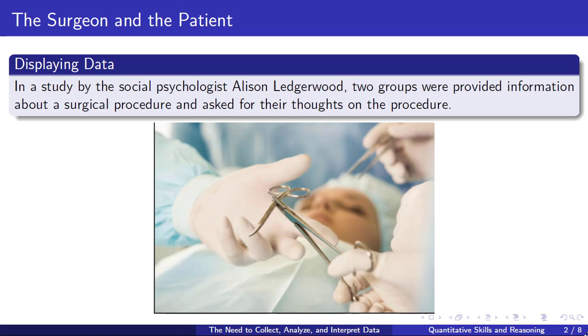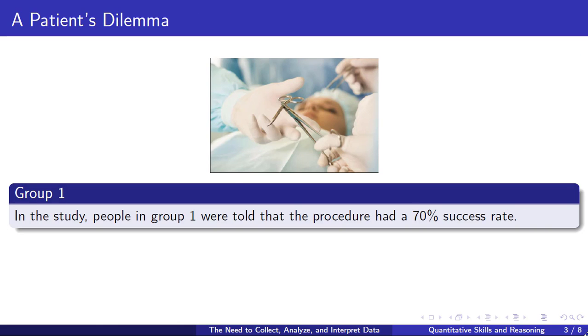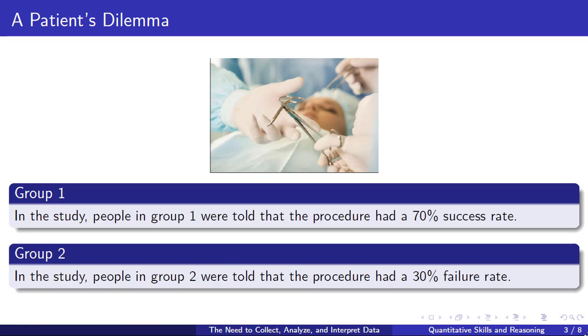So we had the social psychologist, Allison Ledgerwood. She took two groups and they provided information about a surgical procedure and asked for their thoughts on the procedure. So what happened in group one, she ended up phrasing that this procedure had a 70% success rate. And in group two, they were told for that same procedure, it had a 30% failure rate.